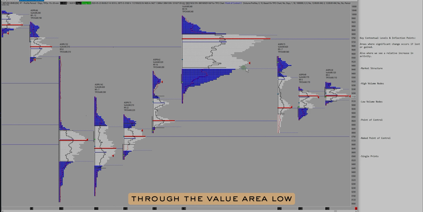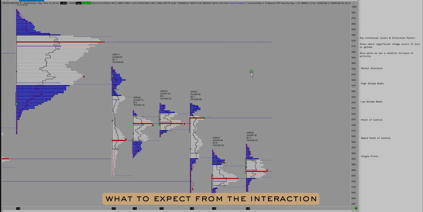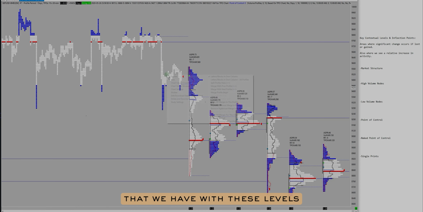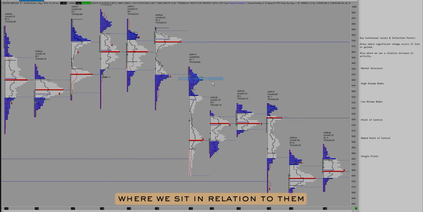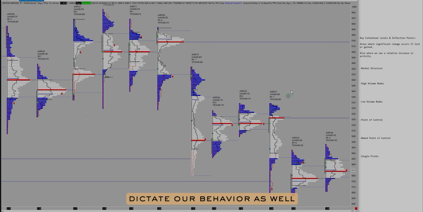If we gain acceptance through the value area low or the value area high, that's a key contextual level because that's a previous level that was not accepting much trading behavior. Rather, as we approached the high, sellers took control. As we approached the low, buyers constantly took control, and we were mean reverting. So if we start gaining acceptance through this level, what that means is we're potentially going from a mean reverting environment to a trending environment. So these are some of the key contextual levels and inflection points that we're going to be constantly referring to. So it's really important that you understand what to expect from the interaction that we have with these levels, how we could look at them moving forward, where we sit in relation to them, and how it will dictate our behavior as well.